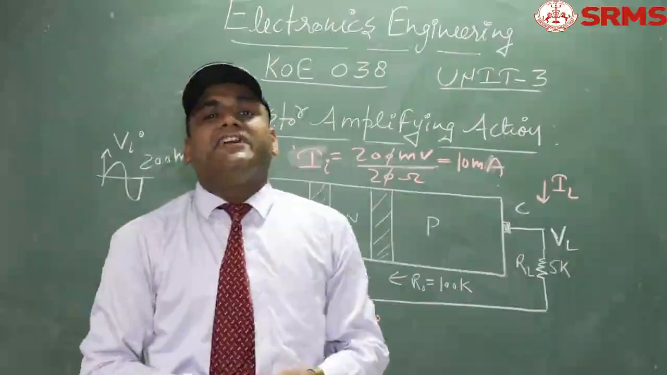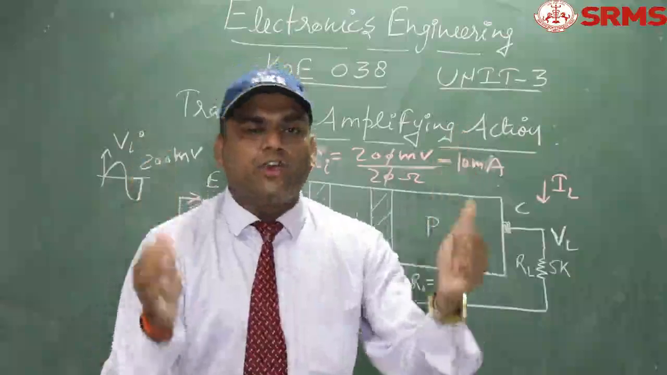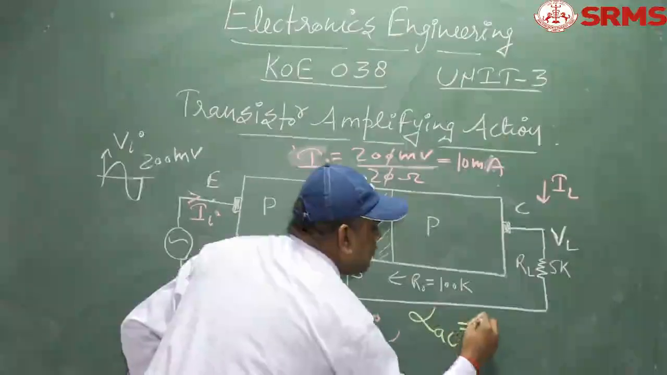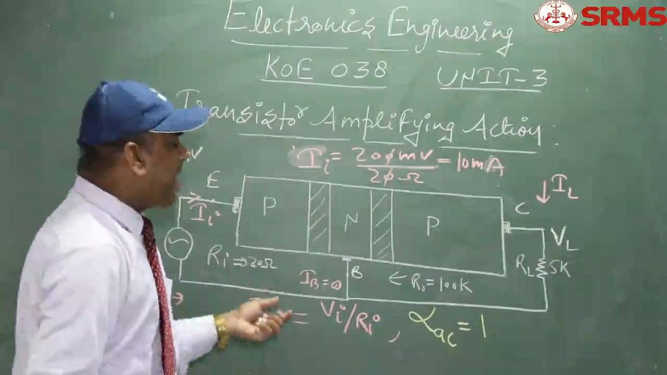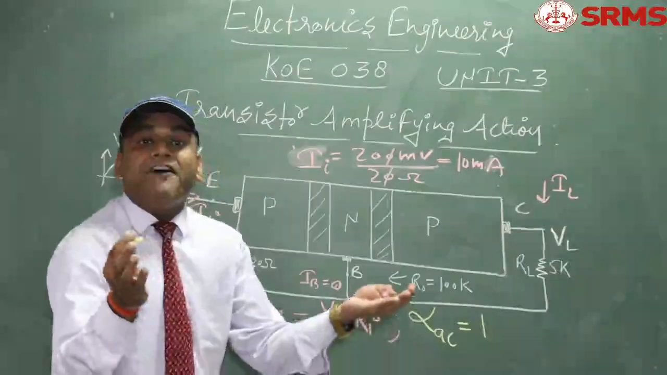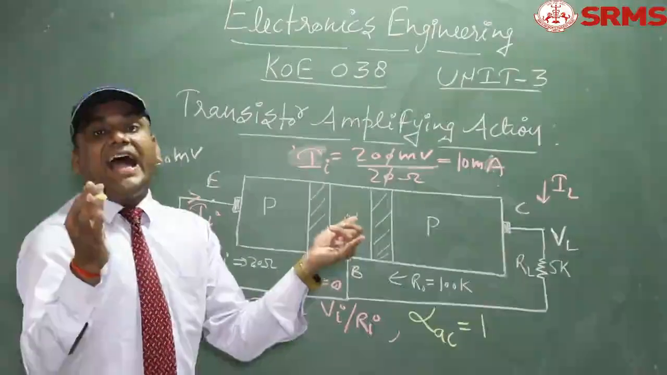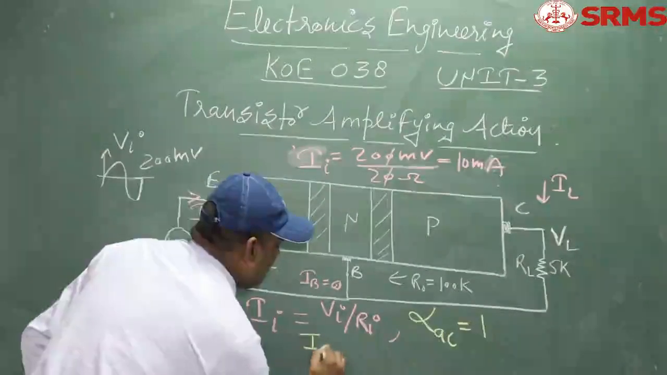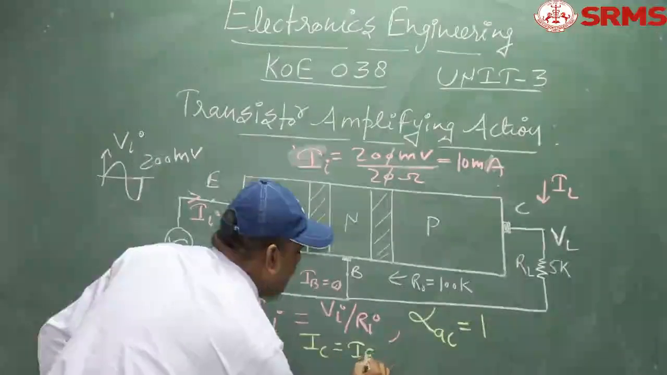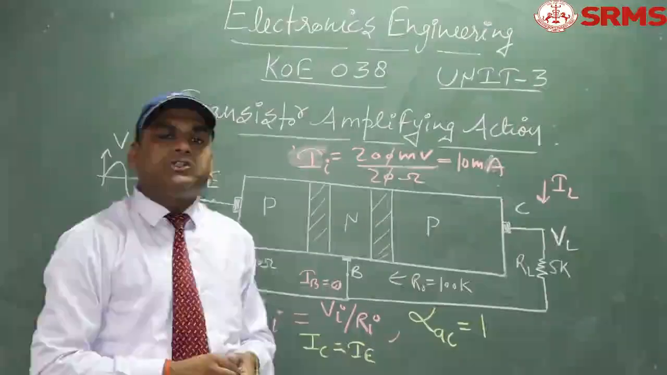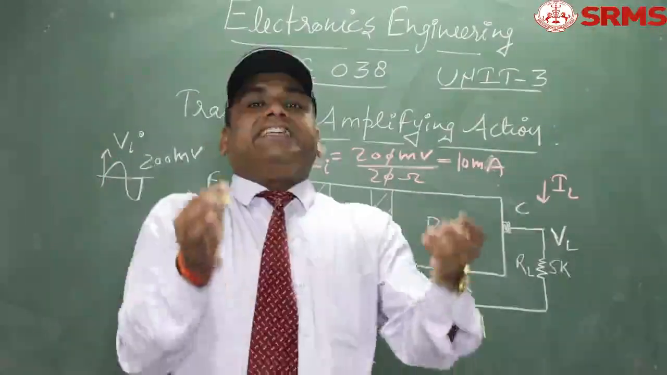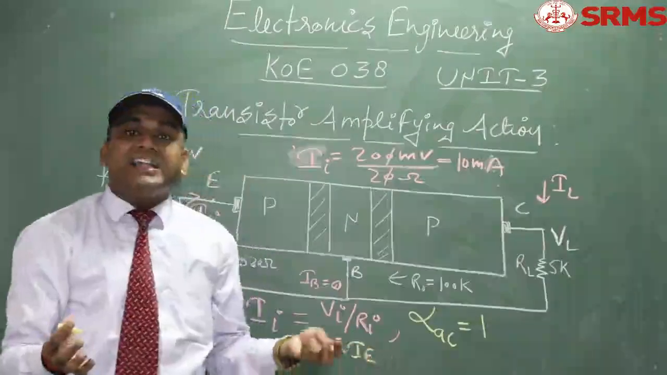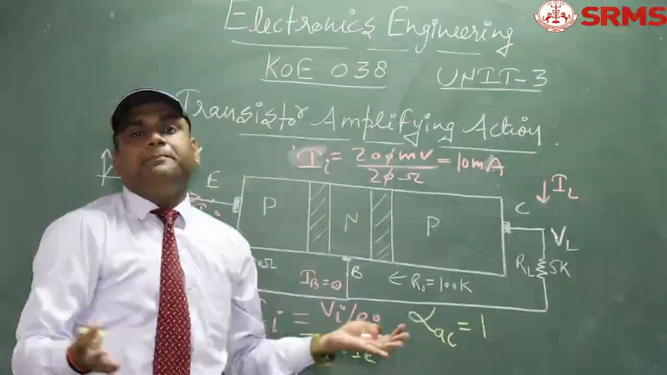And it is well known to all of us, for the ideal transistor, if we are assuming the value of alpha AC is equal to 1, that means the current gain is equal to 1 for the ideal transistor. In such a case, IC is approximately equal to IE, because for the active region, whenever the emitter base junction is forward biased and the collector base junction is reverse biased, input and output current are both equal.